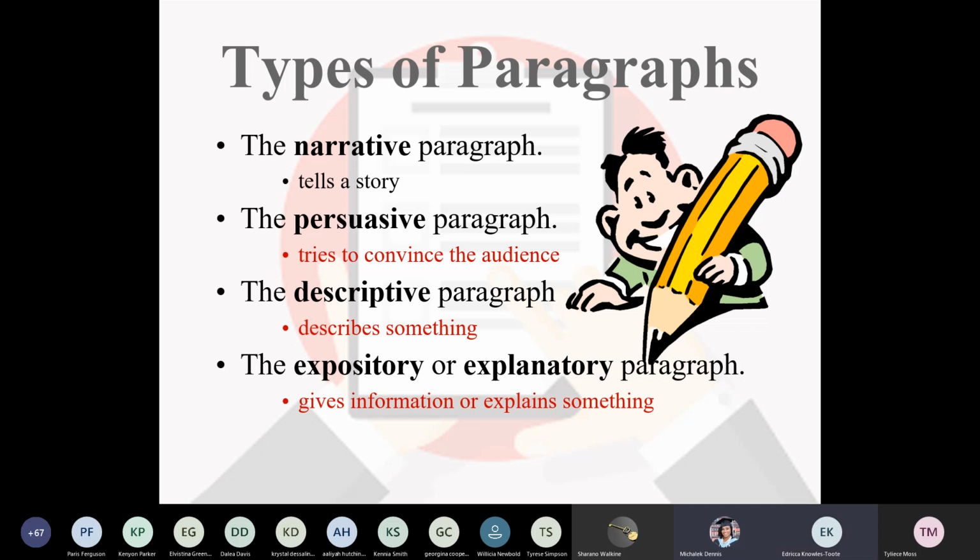So we have types of paragraphs. We have the narrative paragraph that tells a story. Then we have the persuasive paragraph that tries to convince the audience. Then we have the descriptive paragraph that describes something. And then we have the expository or explanatory paragraph that gives information or explains something.